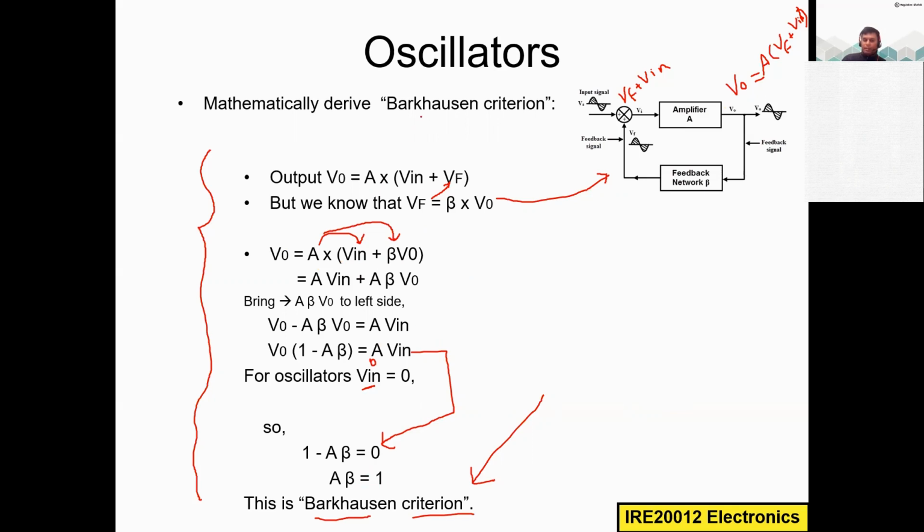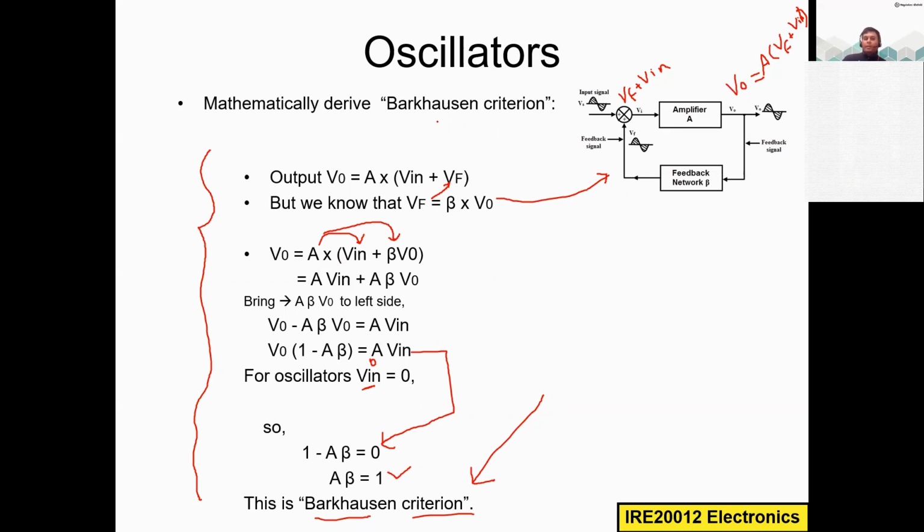Remember, Barkhausen criterion is giving us two conditions. This is the first condition. Overall loop gain must be equal to 1 in order to get sustained oscillation, or the constant value at the output of the oscillator.